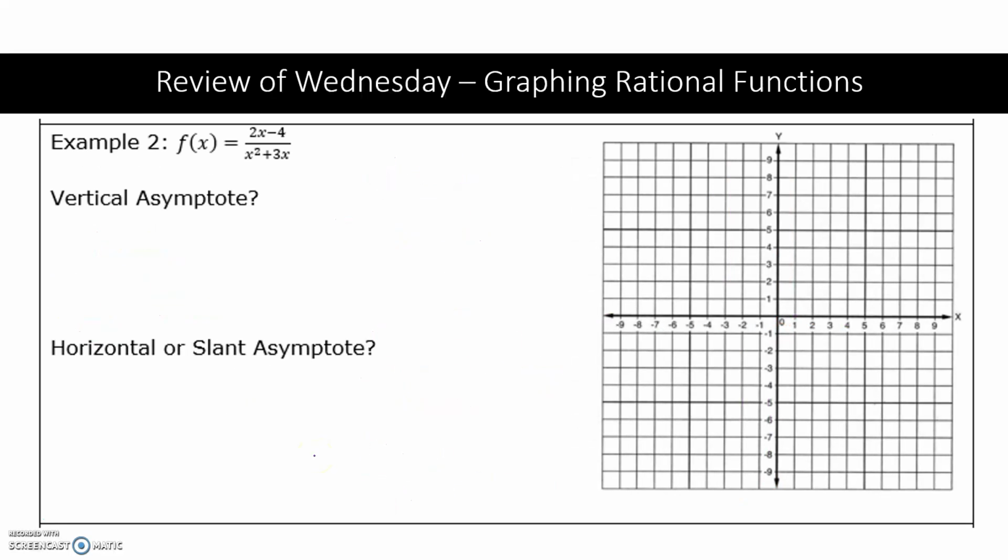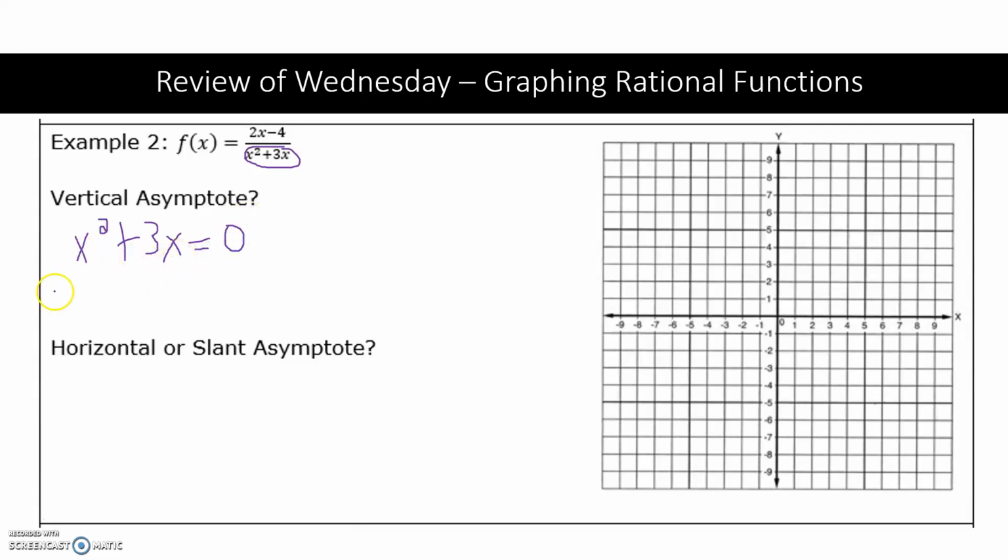So now we're going to move on to example 2, and for example 2, I'll go ahead and find the vertical and horizontal or slant oblique asymptotes, and then we'll graph it. So remember vertical asymptotes, you're going to set the denominator x squared plus 3x equal to 0. And then we're going to figure out where x is undefined.